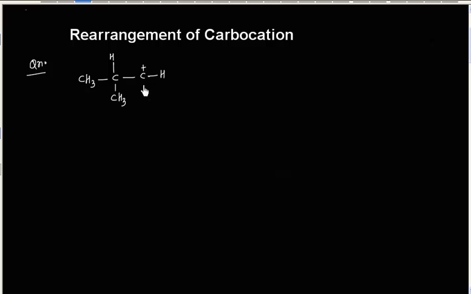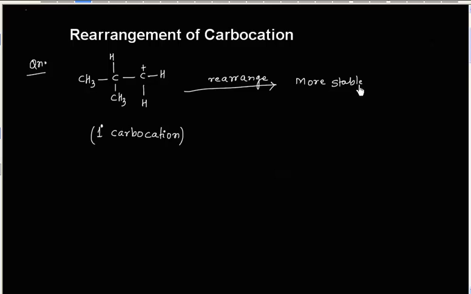So we have this carbocation. This is a 1 degree carbocation, and this carbocation can rearrange to produce a more stable carbocation. So you have to write a structure of the more stable carbocation.